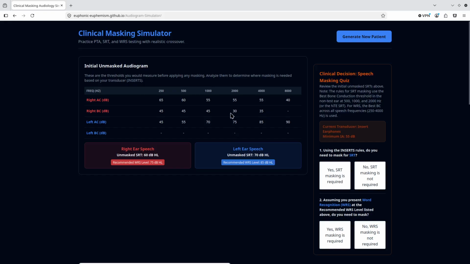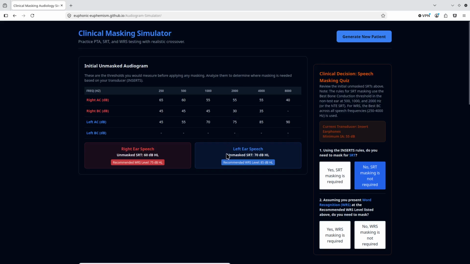70 versus 30. That's only a 40 dB difference. No for SRT masking. How about word rec masking? It's 75 and 85 dB HL. So 75 dB HL, comparing that to 30 dB HL, it's a 45 dB difference. Nope, we don't need to do it there.